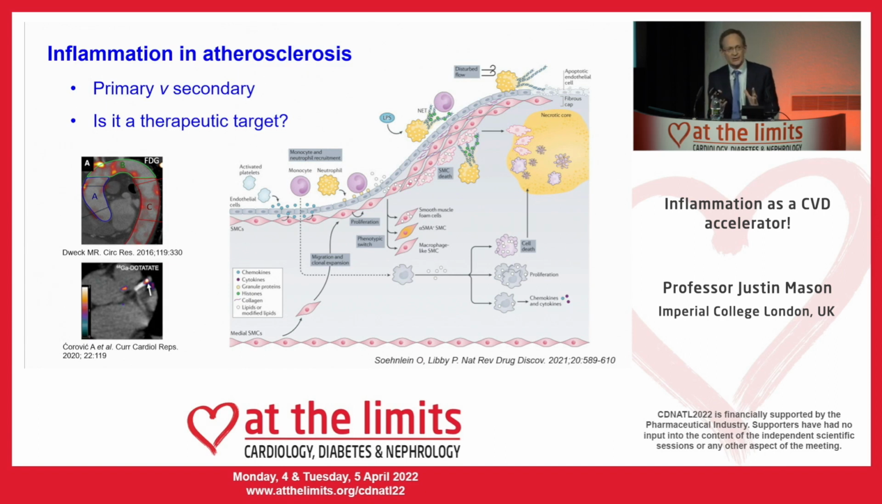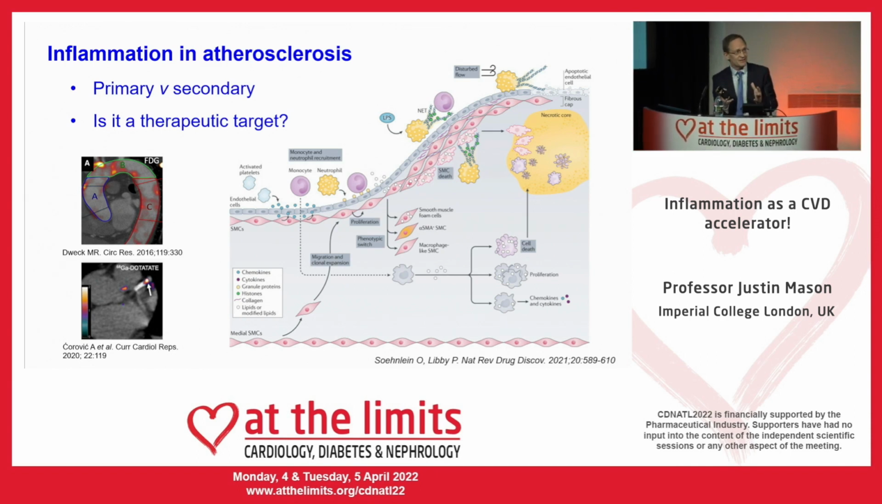For the sake of the lecture, I'm going to divide atherogenesis into primary, in patients without a systemic inflammatory disease, and then use the term secondary for atherosclerosis associated with systemic inflammation. So the question overall I want to address is: is this a therapeutic target? If so, which aspects of the inflammatory process are a target? And are they the same for primary and secondary atherogenesis?